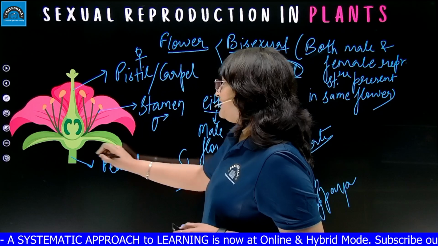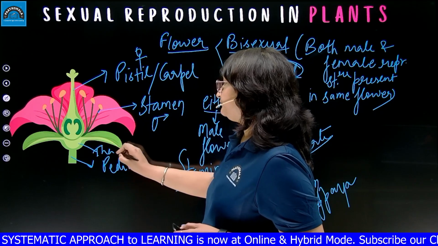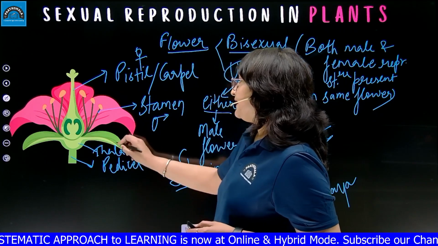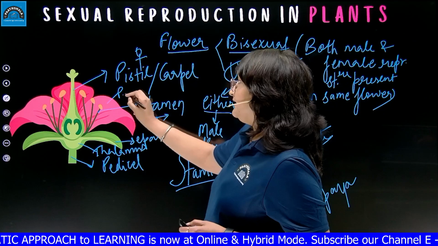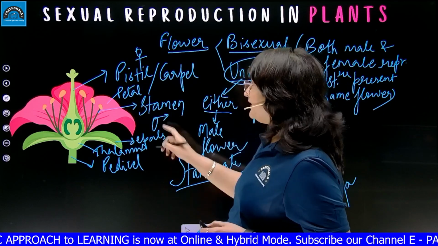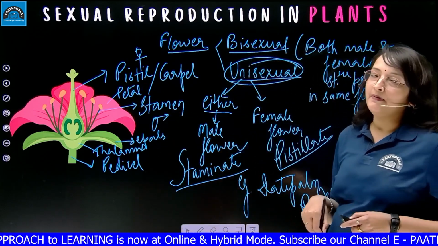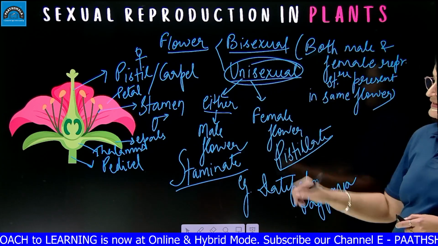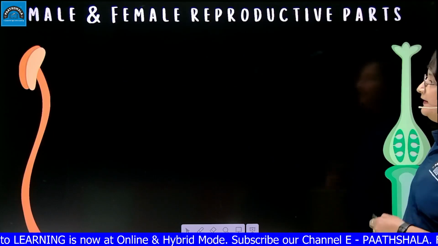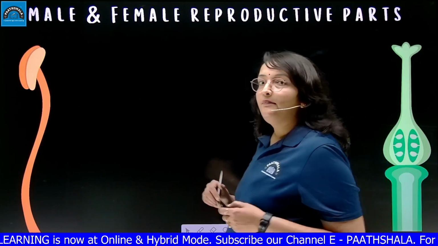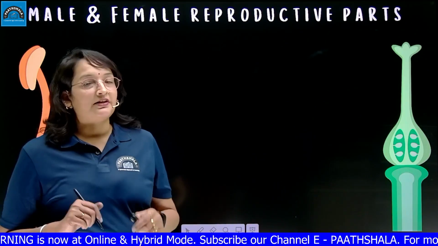This swollen base is called thalamus. The green leaves are called sepals. The colored leaves are called petals. The male part is called stamen and the female part is called pistil. So these are the flower parts. Next, we have to understand the male and the female reproductive structures of a flower.